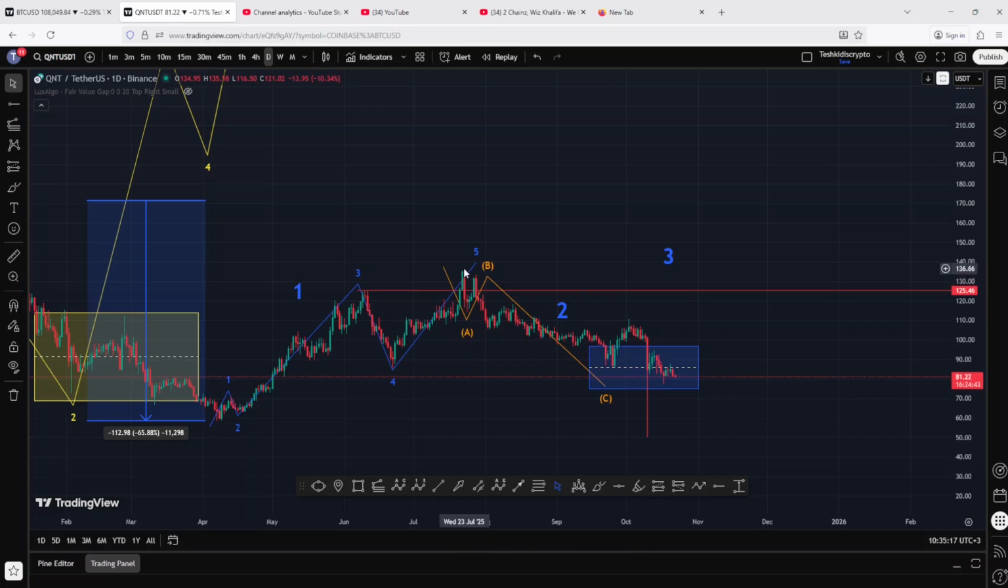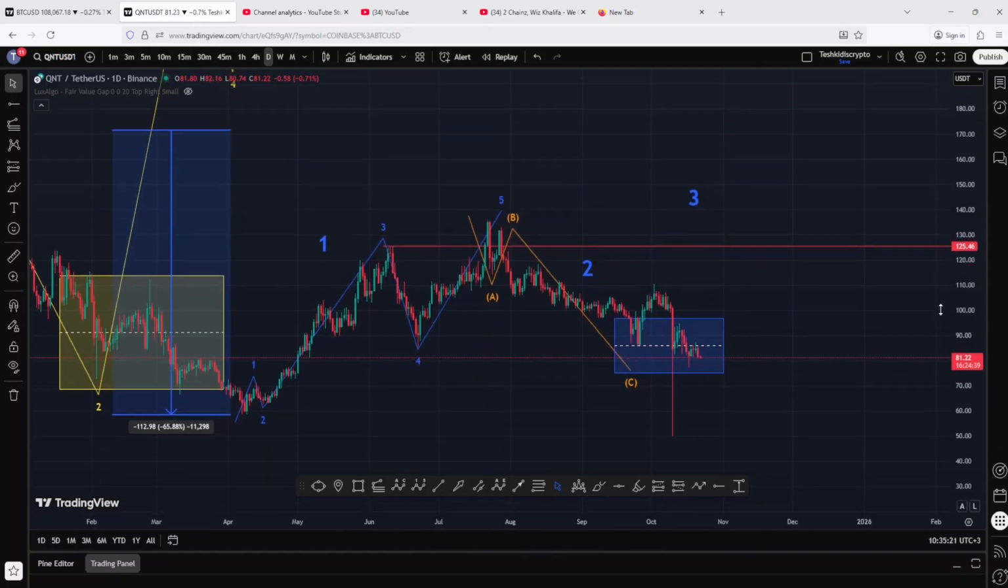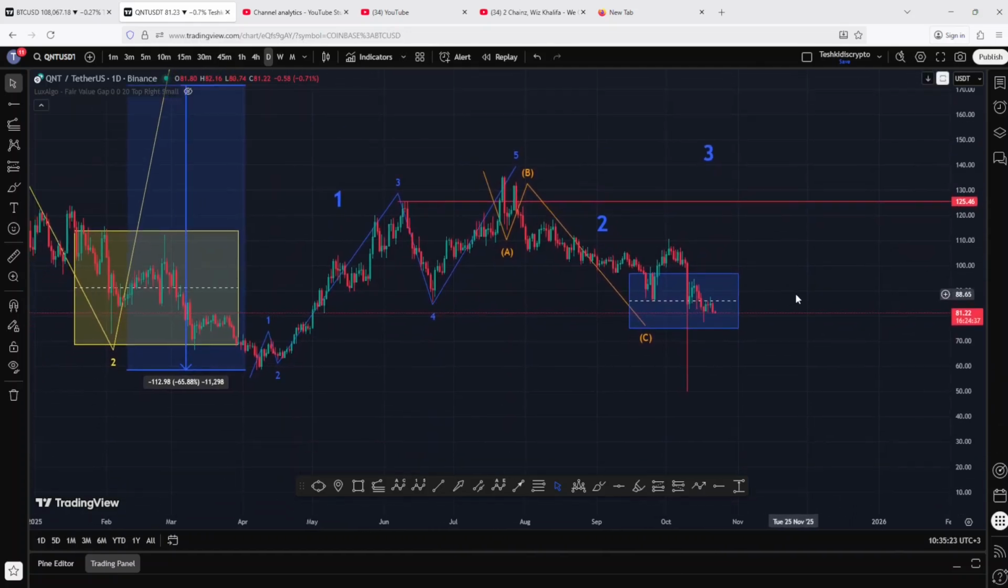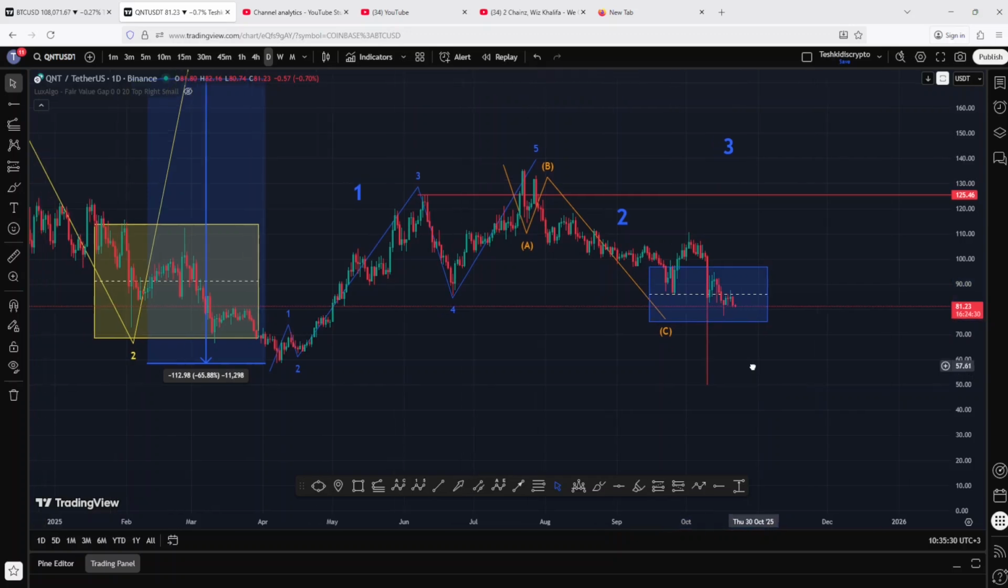But if by any chance the market continues to see further weakness, and maybe at some point we break out of this blue target area to the downside, the first case scenario to expect is that QNT is going to give us a fill of this massive wick that we left over here after the massive liquidation event that happened on the 10th of October. So that is the first breakdown case scenario that you can expect.